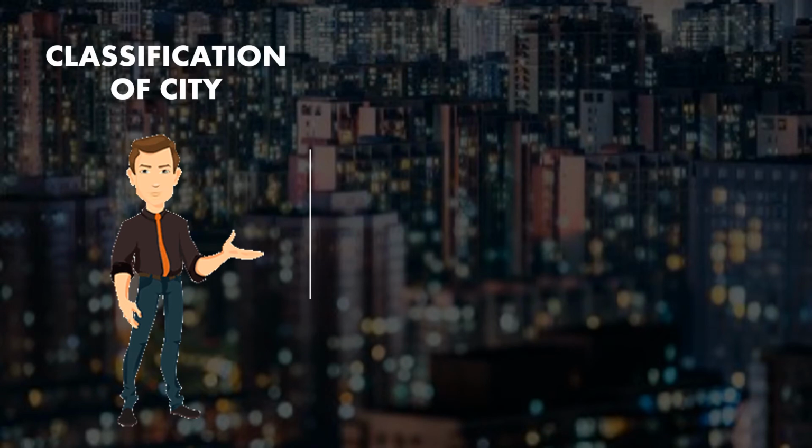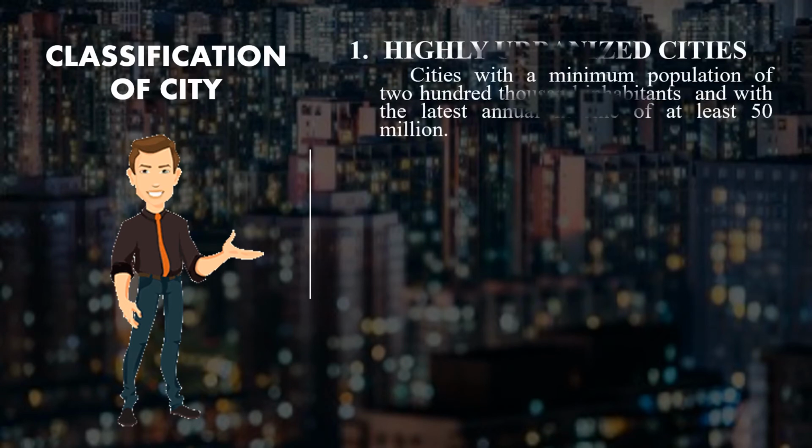Classification of city. The first one is highly urbanized cities. These are cities with a minimum population of 200,000 inhabitants and with the latest annual income of at least 50 million. There are currently 33 highly urbanized cities in the Philippines, 16 of which are located in Metro Manila.